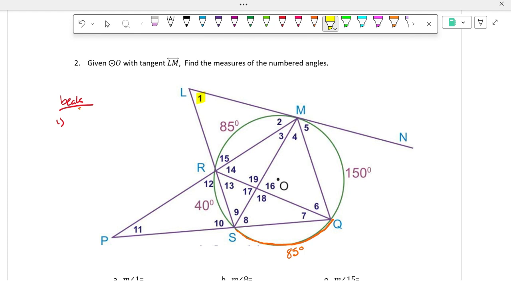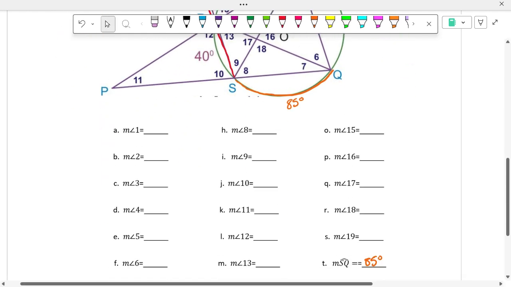If you look right here, you do major minus minor and divide by 2. The major arc is the 150 plus the 85, so that would be 235. Subtract from that your minor arc, which is the 85, and then divide by 2. So that's 150 divided by 2, which is what? 75. So angle 1 is 75 degrees.